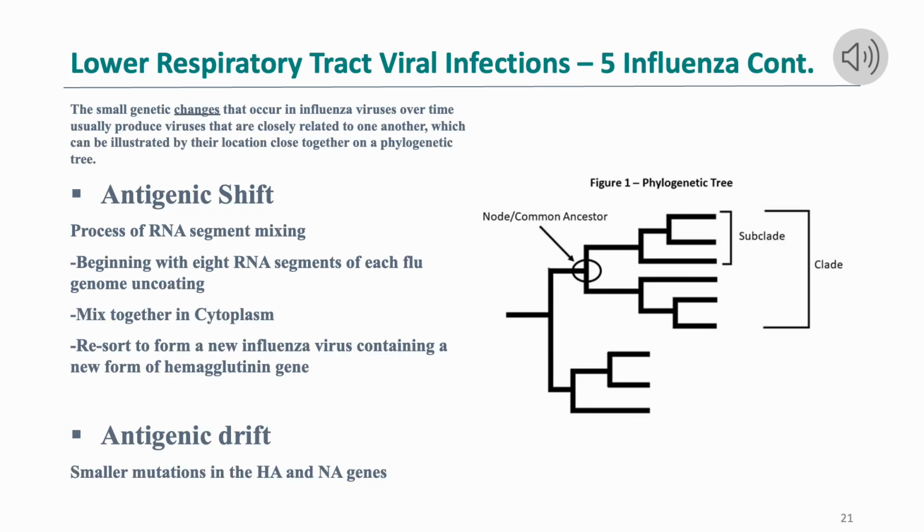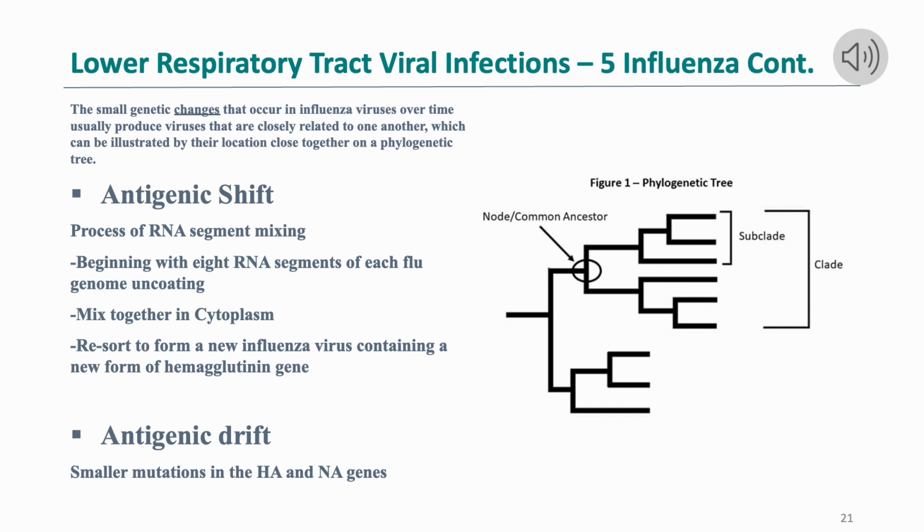The small genetic changes that occur in influenza viruses over time usually produce viruses that are closely related to one another, which can be illustrated by their location close together on a phylogenetic tree. On the right-hand side is a picture depicting the phylogenetic tree from the CDC. It shows how certain strains of the influenza virus share a common ancestor, and how they are then further divided into subclades.